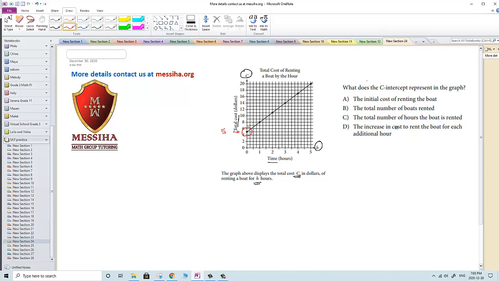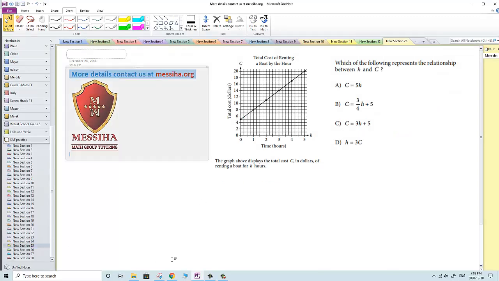For sure, number A right away, we call it the initial cost of renting the boat. That means what? The initial cost of renting the boat means you have to pay $5 if you're going to rent it for 1 hour, if you're going to rent it for 2 hours, if you're going to rent it for 5, if you're going to rent it for 10 hours, who cares? You have to pay $5 as initial cost at the beginning. So this is the right choice.